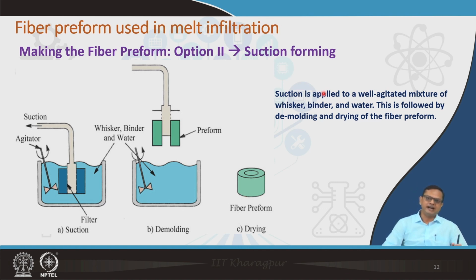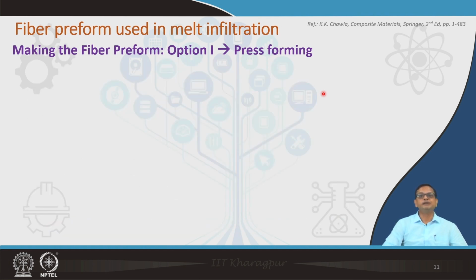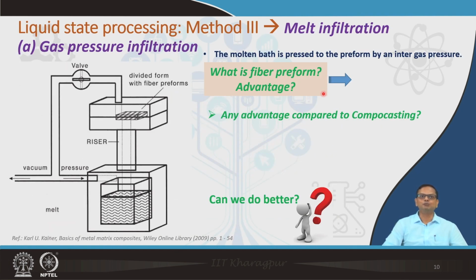So the ultimate idea here, either by suction forming or by press forming, is to make a preform, and then this preform is kept here. Now I think it is clear to all of you what a preform is, okay. And as I mentioned a few minutes back, by application of inert gas pressure, this molten metal is pushed through a riser into the preform. That is how the infiltration takes place, okay.